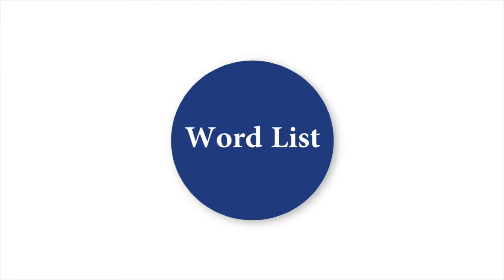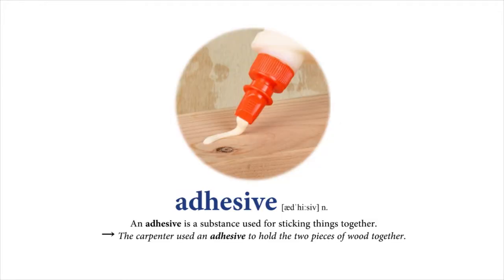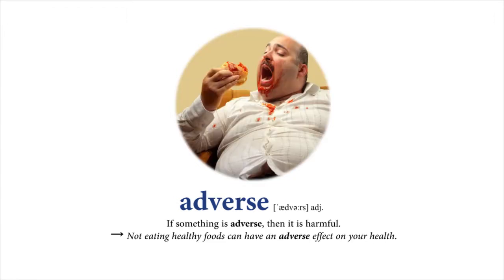Unit 20. Word list. Adhesive. An adhesive is a substance used for sticking things together. The carpenter used an adhesive to hold the two pieces of wood together. Adverse. If something is adverse, then it is harmful. Not eating healthy foods can have an adverse effect on your health.